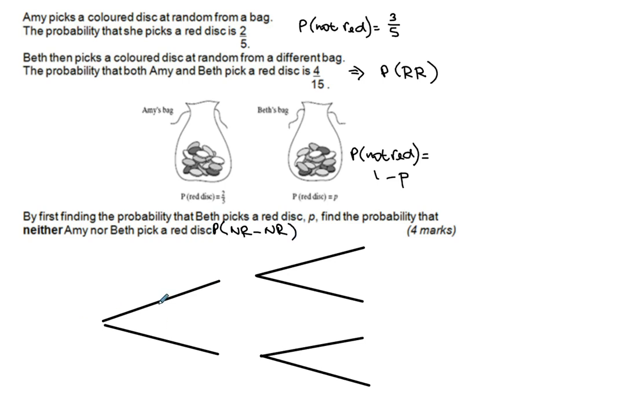You can tell it's quite an intense question, so you really have to concentrate. So the probability of not red and not red, and red, not red, and red, not red. That's Amy and that's Beth. This one was easy, so that would just be 2/5 and 3/5. And the probability of picking a red one there was P, and the probability of not red would be 1 minus P, and the same here, P, 1 minus P.